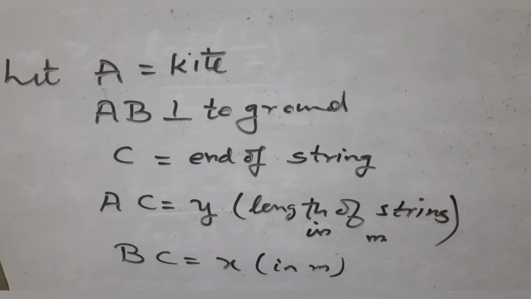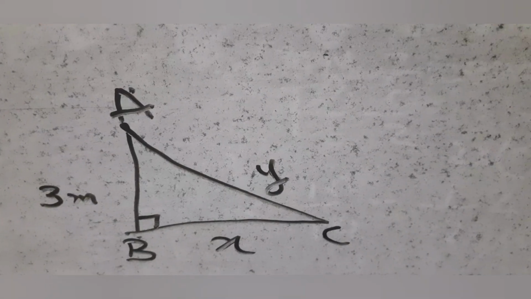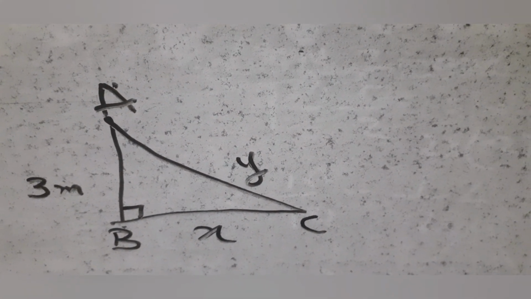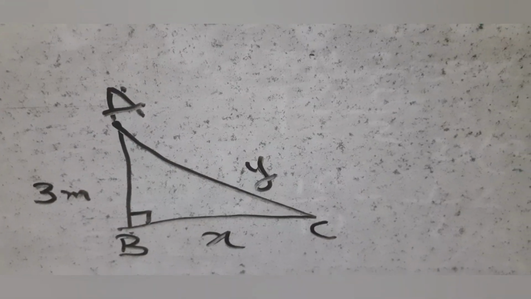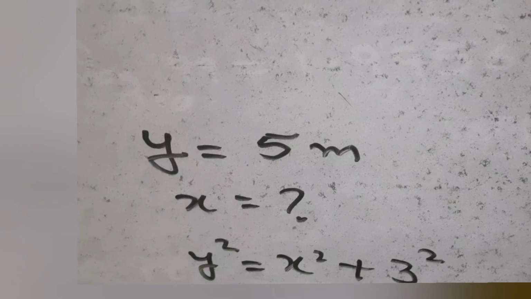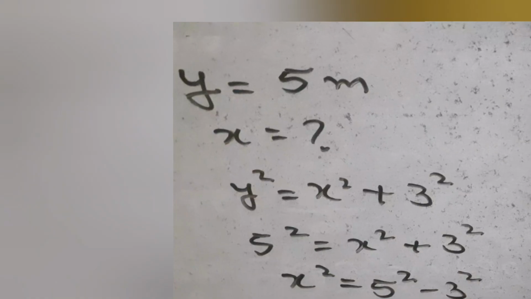Let A be the position of the kite and AB be perpendicular to the ground, where B is a point on the ground. AC equal to y meters be the string. Let BC equal to x meters. Given AB equal to 3 meters, so using Pythagorean theorem, we will find x when y equal to 5 meters.